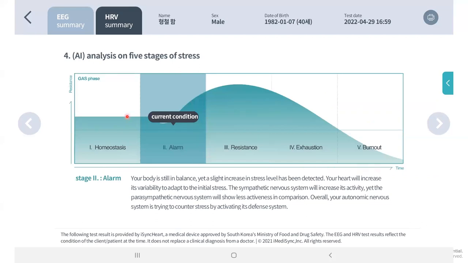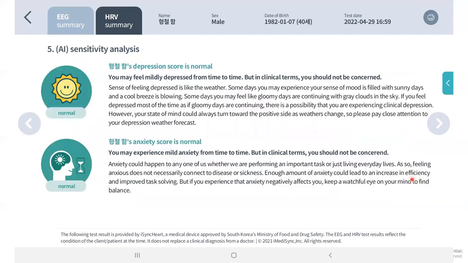And this is based on the GAS phase model, general adaptive syndrome for the stress. In this case, we can locate this patient condition is a kind of alarm stage. If the alarm stage sustains a certain amount of time, it goes over the resistance stage and finally exhaustion and burnout stage. This is based on general adaptive syndrome model. And we also give the result of the machine learning algorithm for prediction of the depression and anxiety using the HRV parameter. In this case, both depression and anxiety is quite normal.